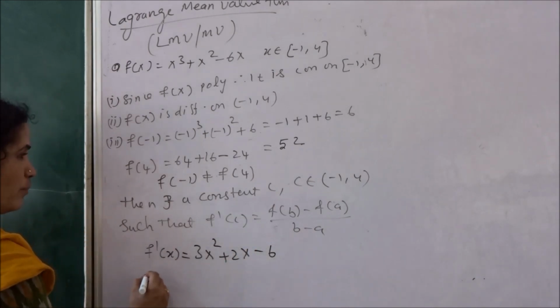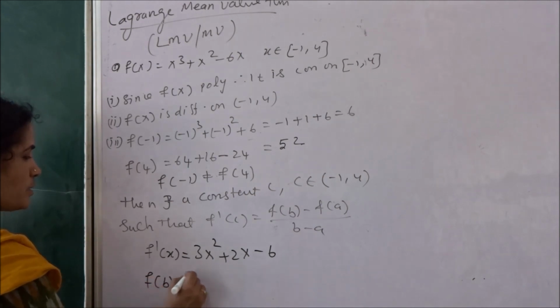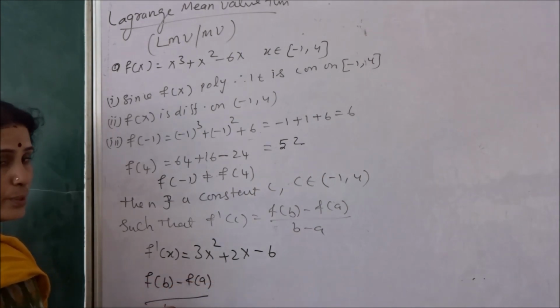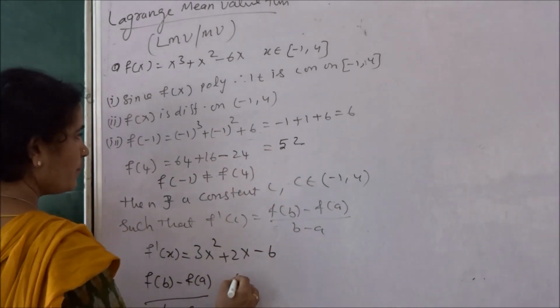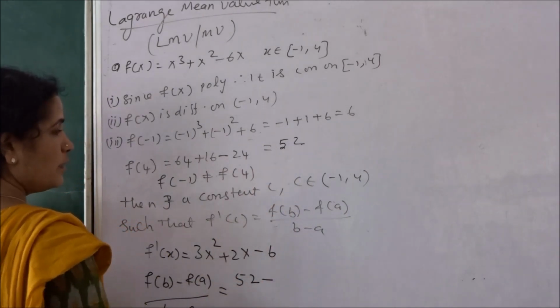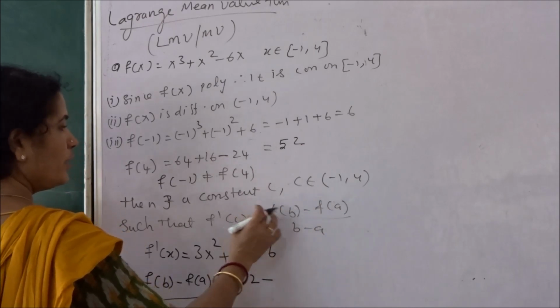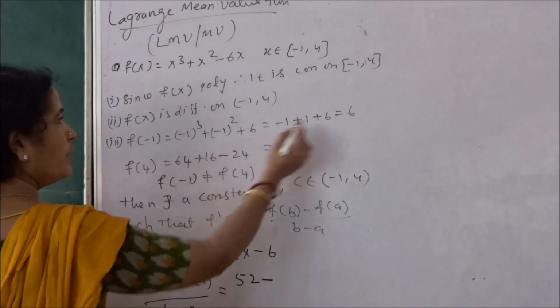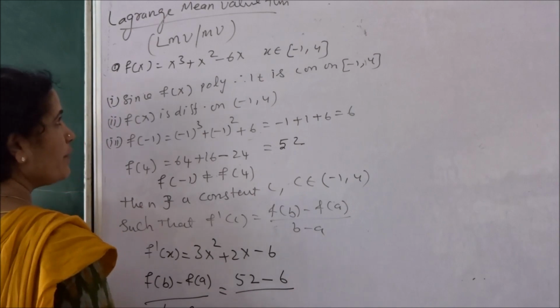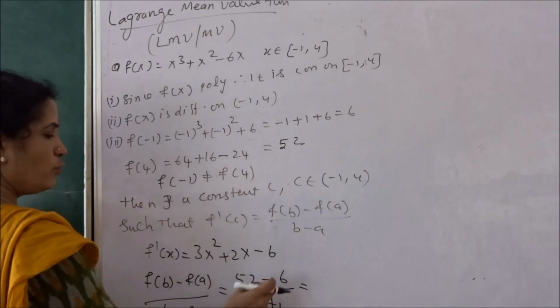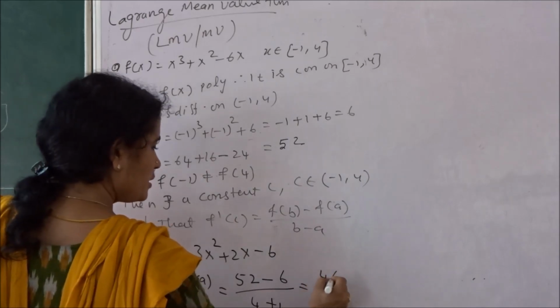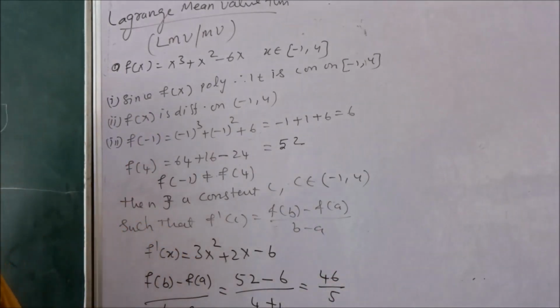Then [f(b) minus f(a)] the whole upon b minus a. What is f(b) as per the question? f(b) is 52, minus f(a). What is f(a)? f(a) is 6, the whole upon b minus a. What is b? 4 plus 1. So that is equal to 52 minus 6, that is 46 upon 5.